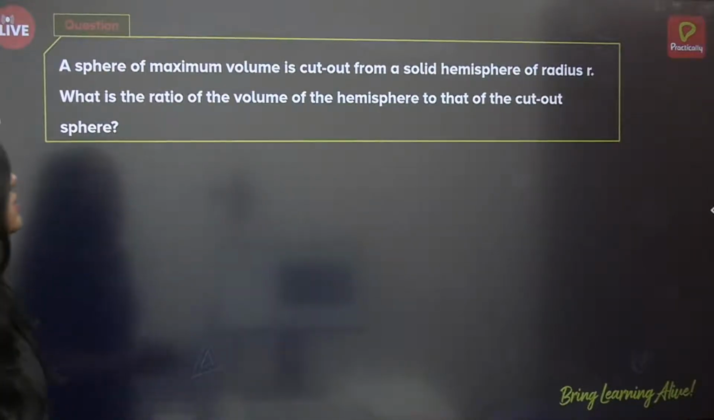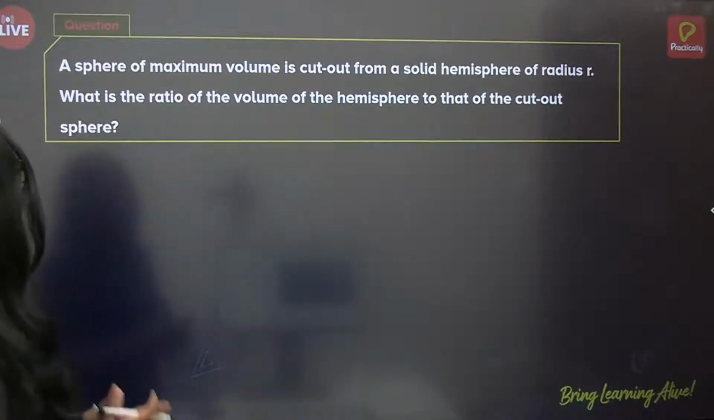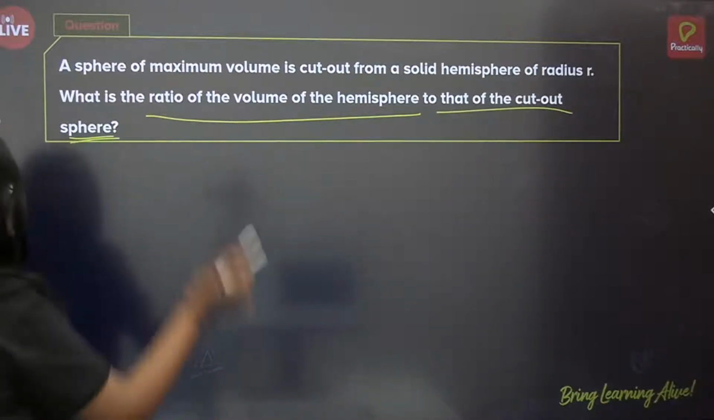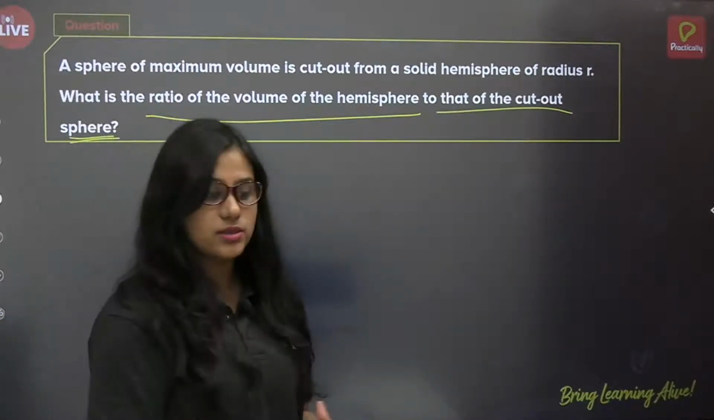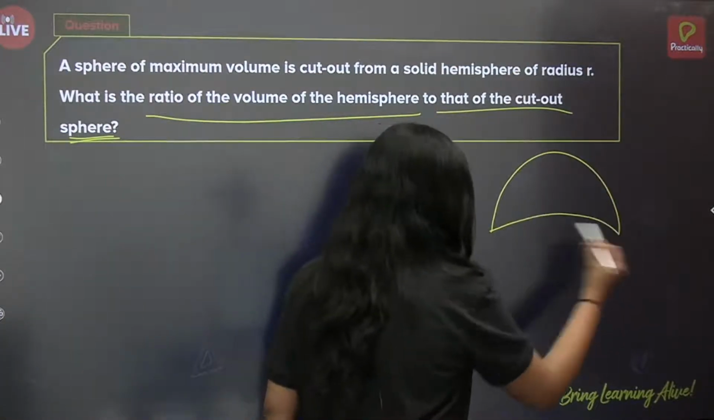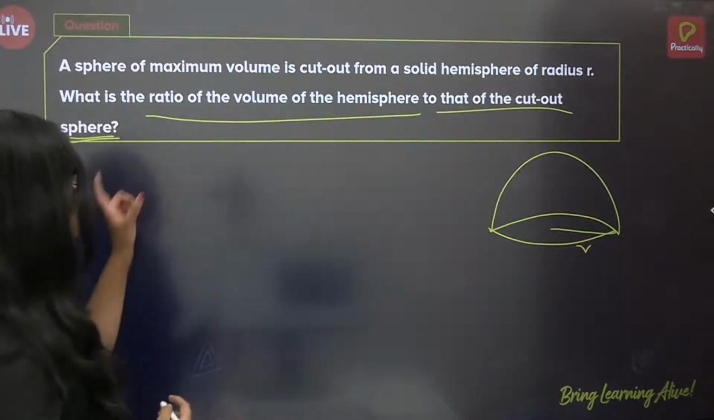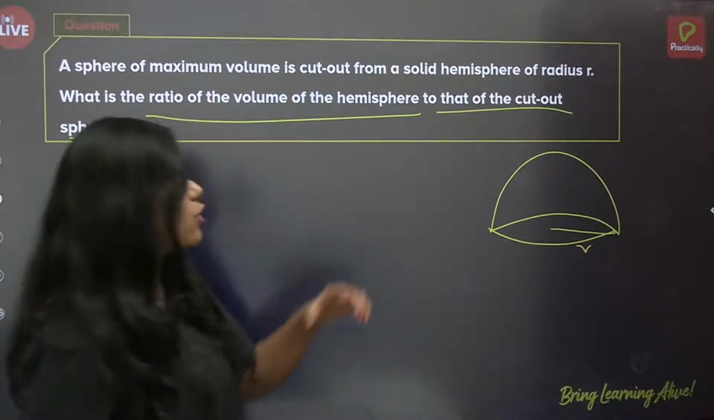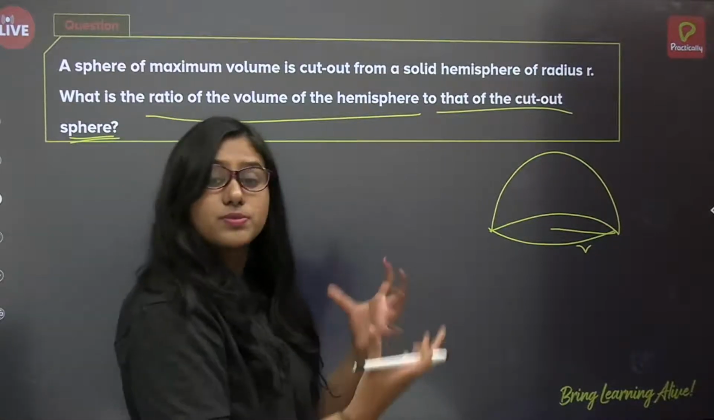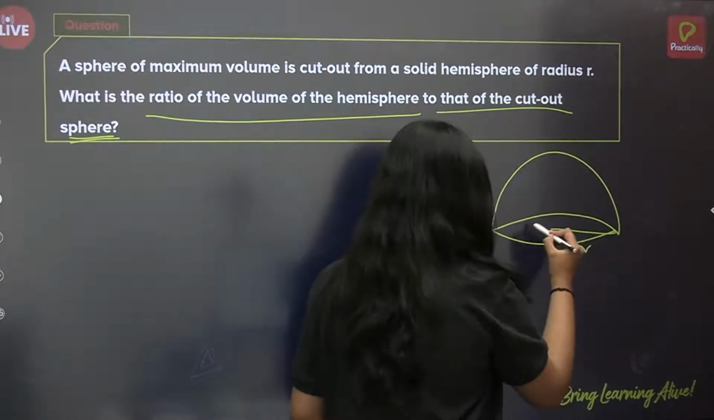A sphere of maximum volume is cut out from a solid hemisphere of radius r. What is the ratio of the volume of the hemisphere to that of the cutout sphere? First let us visualize this and draw a diagram. There is the hemisphere of radius r. From that, a sphere of maximum volume is cut out. Let us see how the sphere is placed so that it has maximum volume.